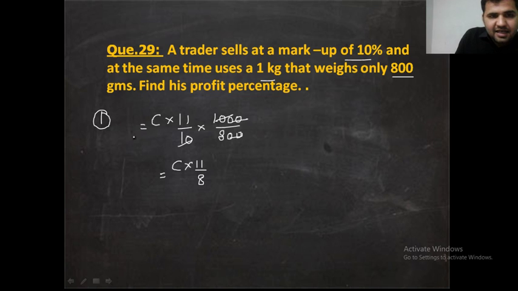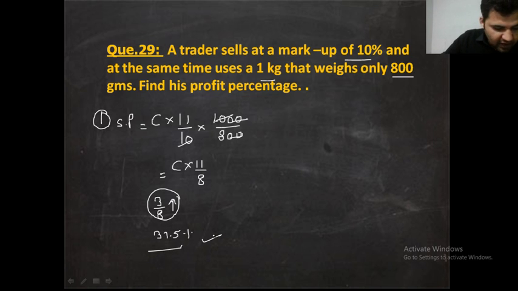So if the selling price is 11 by 8 of the cost price, now what does this mean? How will you read this statement? That selling price is 3 by 8 more than cost price. If it is 3 by 8 more than cost price, that means the profit percentage would be 37.5%. 1 by 8 is 12.5. So 3 by 8 would be 37.5, right?